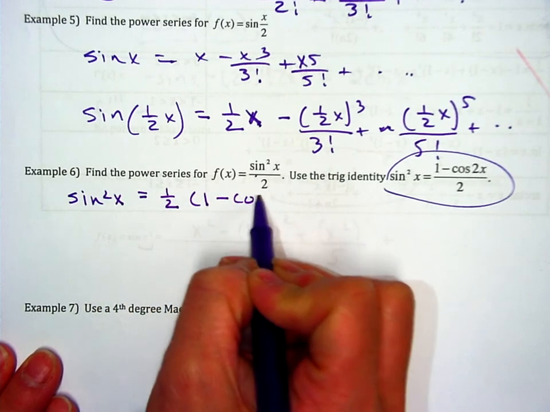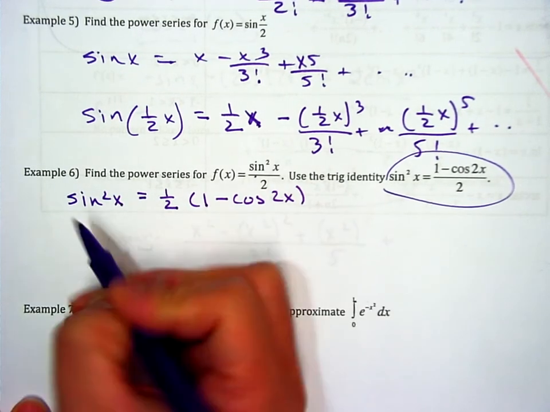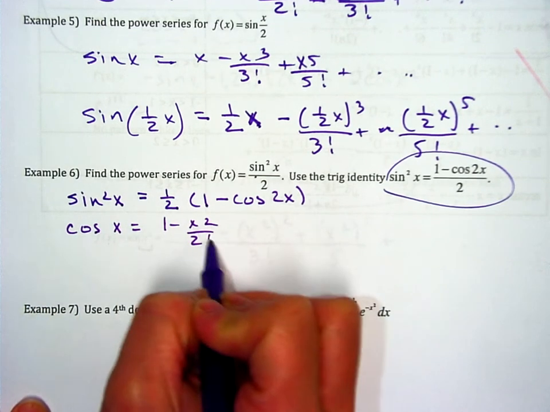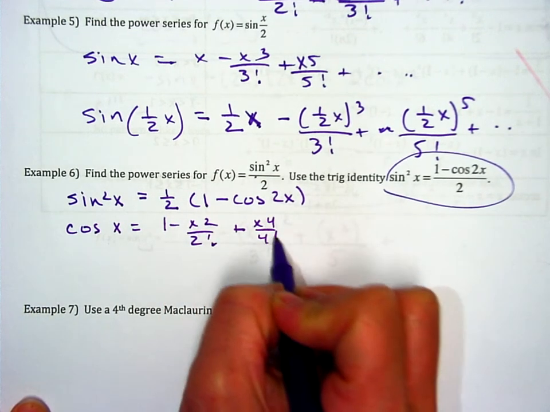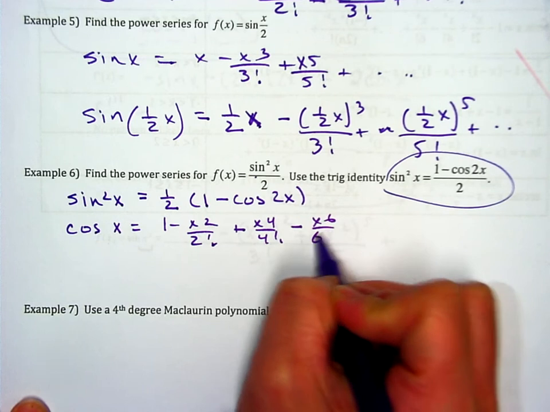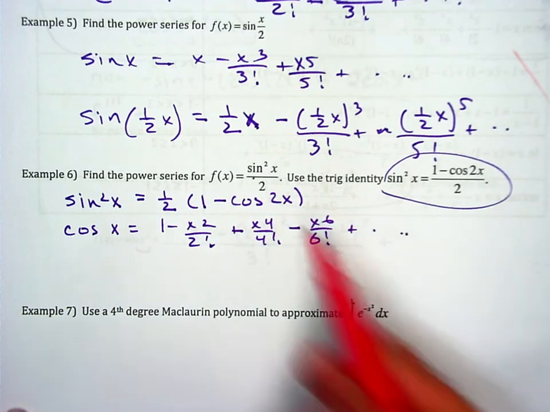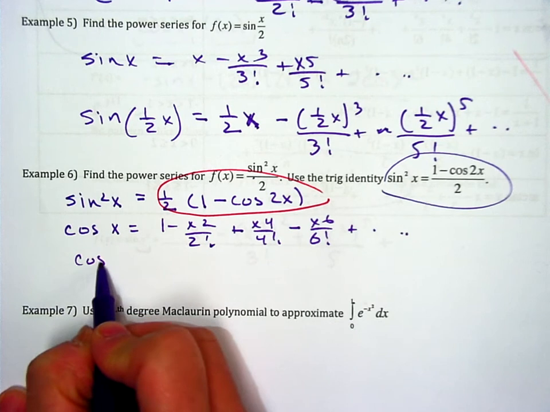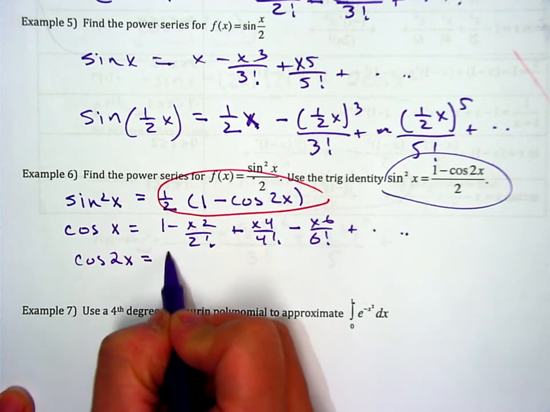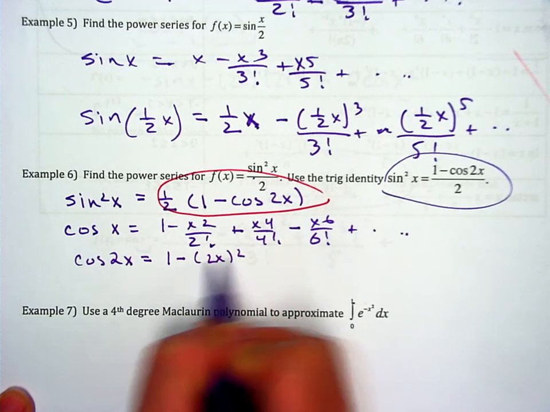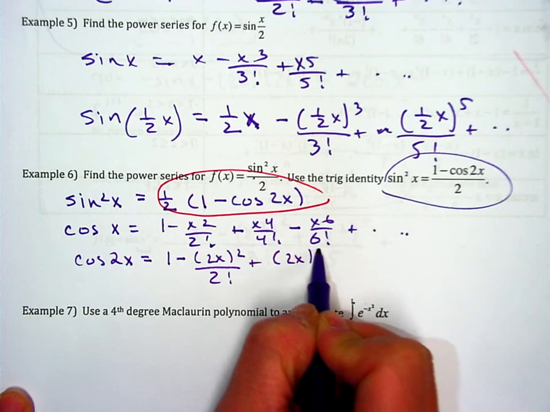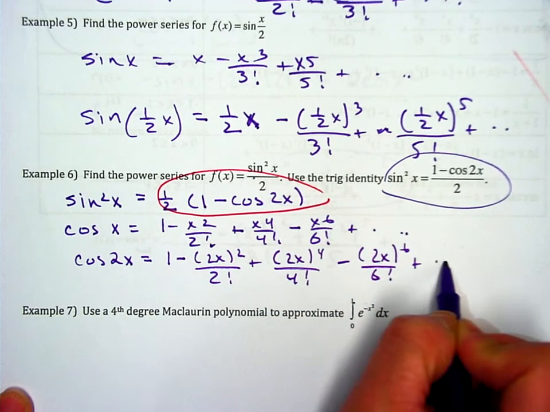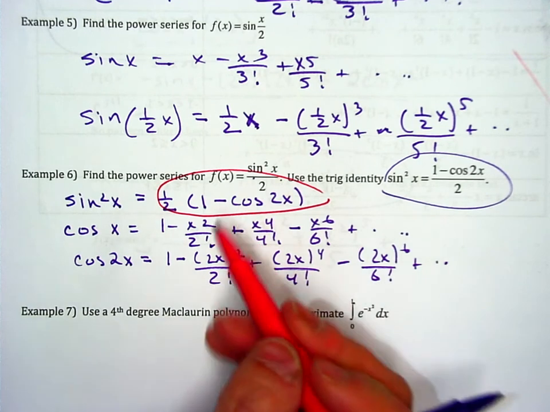Here's your double angle. And I know that the cosine of x is 1 minus x squared over 2 factorial plus x to the fourth over 4 factorial, etc. So in order to create this series, okay, I'm going to start with this piece. So cosine of 2x just means I'm going to plug in a 2x wherever I see an x. Okay, but notice I also need 1 minus cosine of 2x.